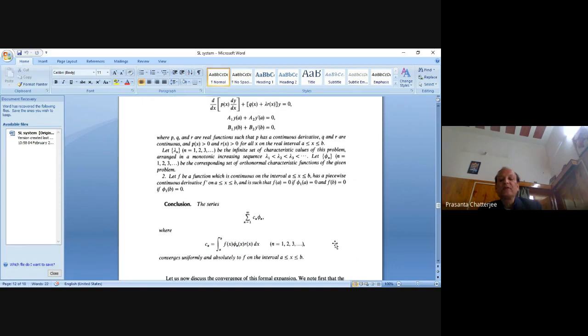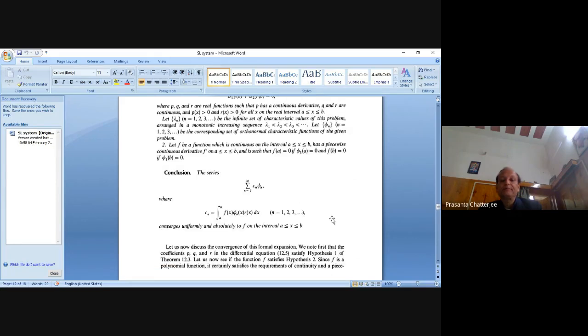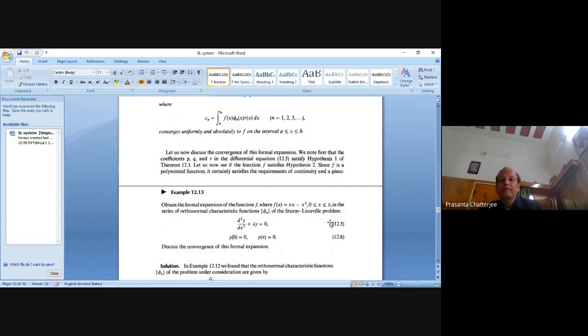So using this theorem, we can expand f as an infinite series of phi n, where phi n are orthonormal functions or characteristic functions of an SL system, provided f satisfies the condition given in 2. This is called a formal expansion of the function f(x).